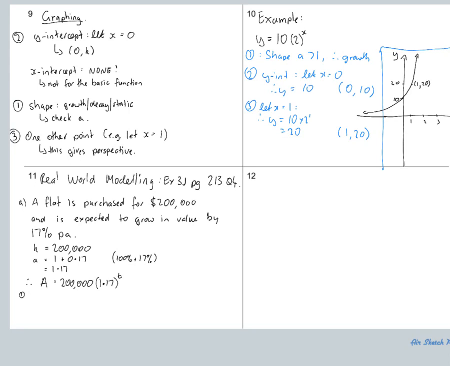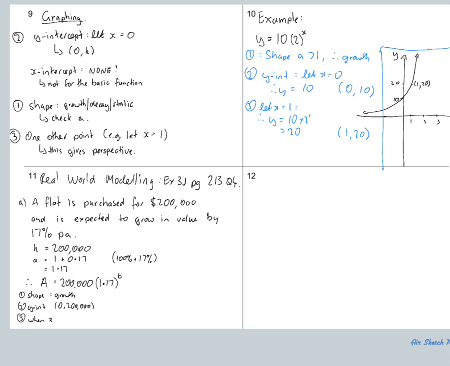Number 1, y-intercept is 0, k. So it's 0, oh, sorry, I should have done shape first. Beg your pardon. Shape, growth. Y-intercept is 0, 200,000.